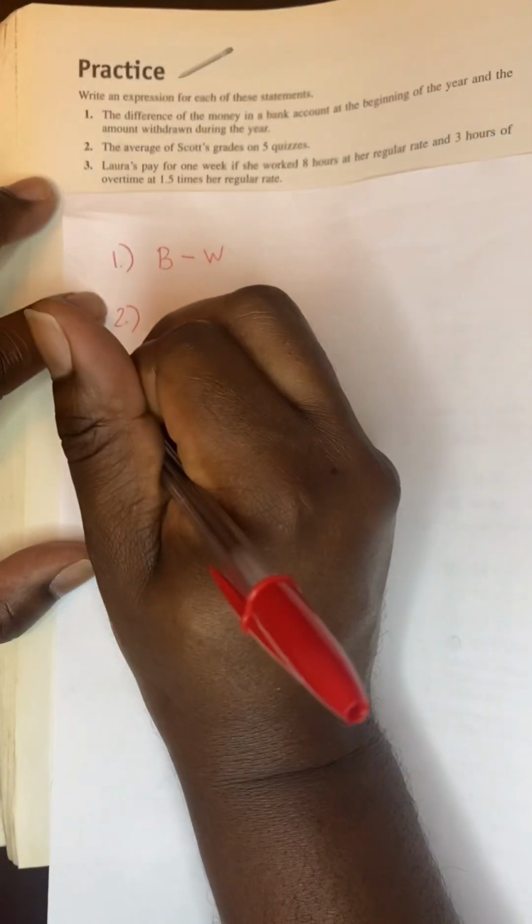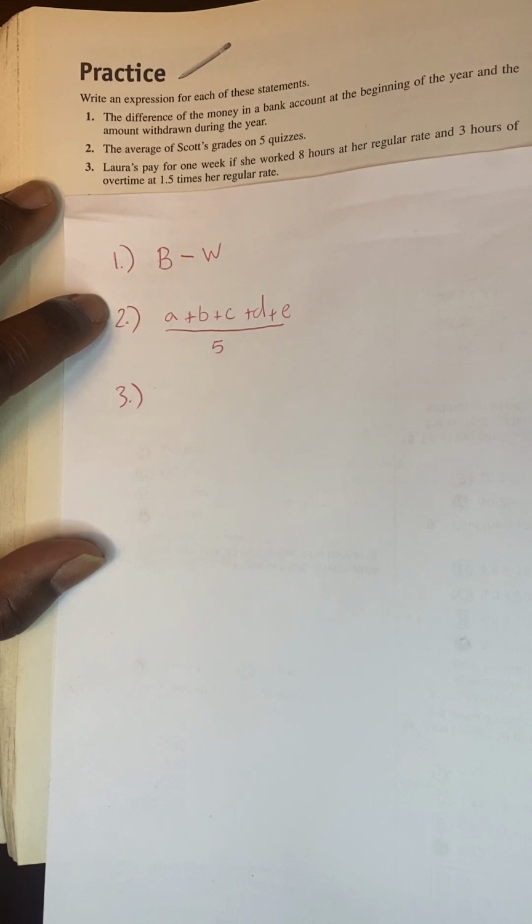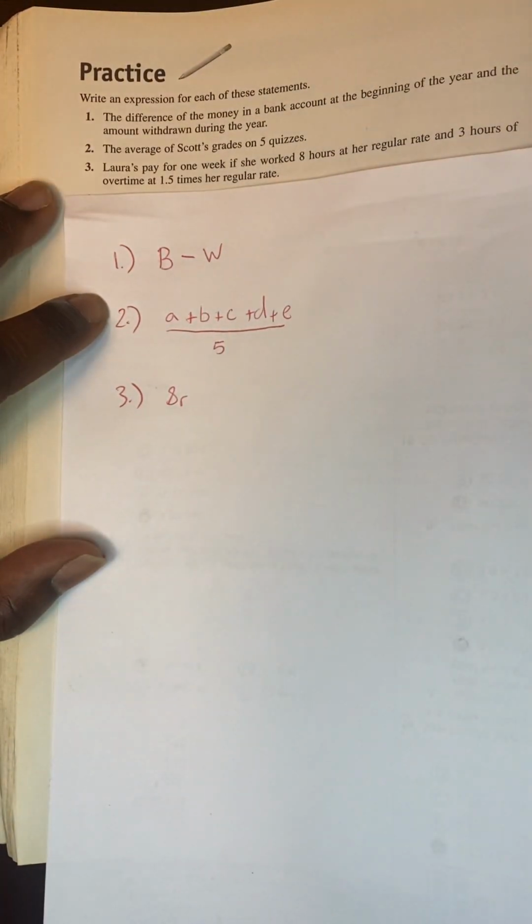Number 3, it says Laura's pay for 1 week if she worked 8 hours at her regular rate and then 3 hours of overtime at 1.5 times her regular rate, okay? We don't know what her regular rate is, but we know that she worked 8 hours at that rate. So I'm gonna say 8 times R, okay?